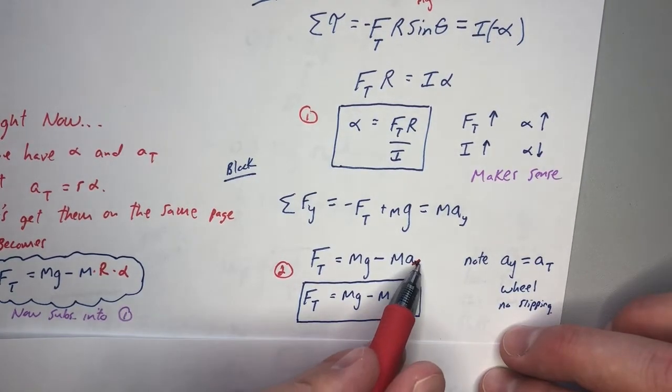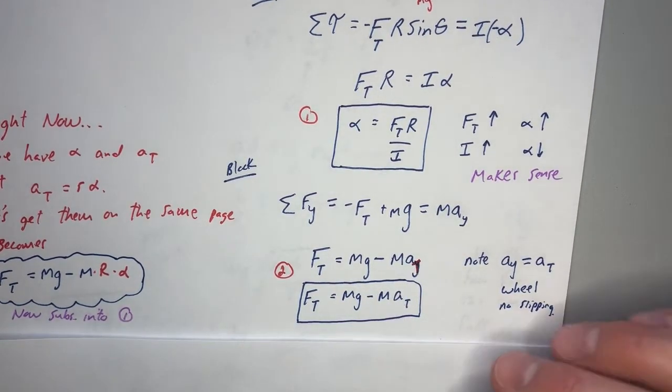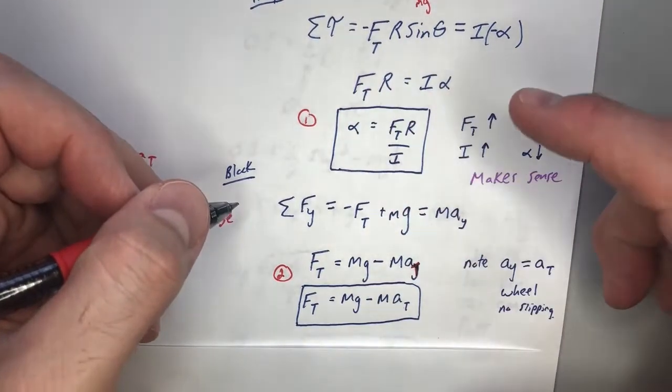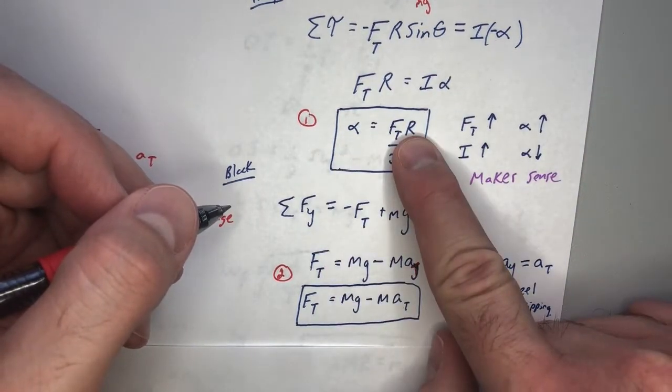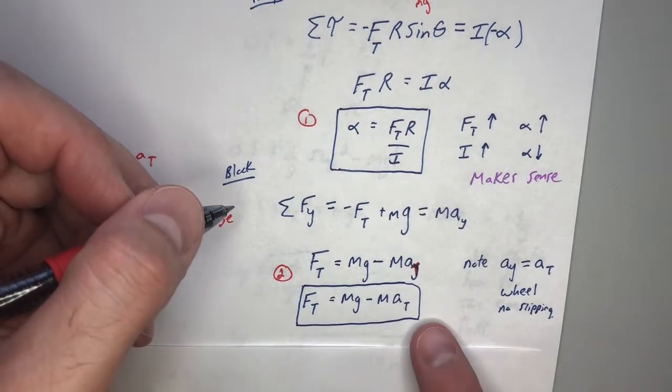I said, hey, you can call it AY or AT. It's just some linear acceleration. And so you get this, right? You're like, oh, it's the same situation we run into. We don't know alpha. We don't know FT. And now we introduced a new variable.